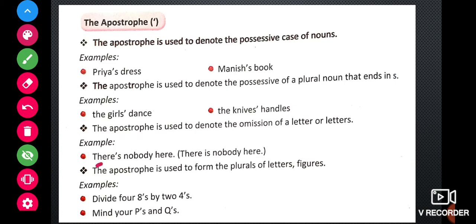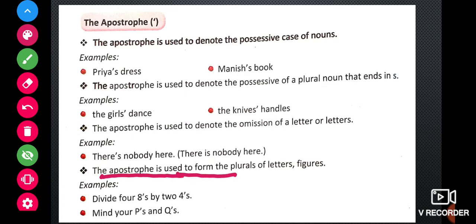For example, there's nobody here. So there's is the short form of there is. So to denote that we have omitted i, we use an apostrophe.